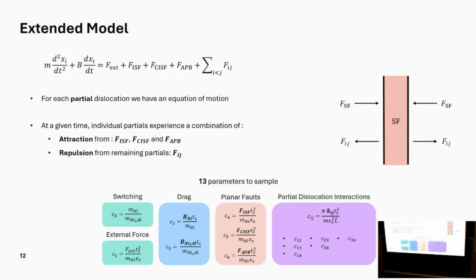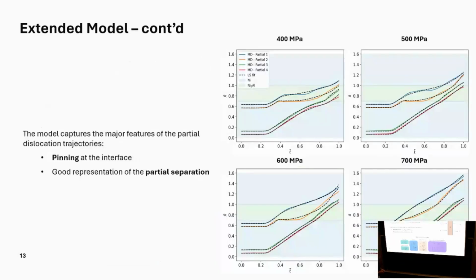So very briefly, what these parameters account for are things like the switching. Now we have to be careful when the dislocations are either in nickel or in nickel-3 aluminium. We have the external force again. We now have 2 drag coefficients again, corresponding to which phase the partials are in. We have our planar fault terms and then also 6 dislocation interactions.